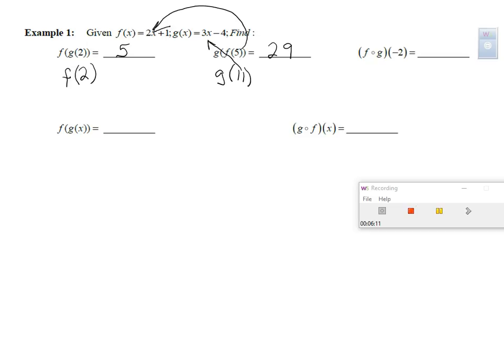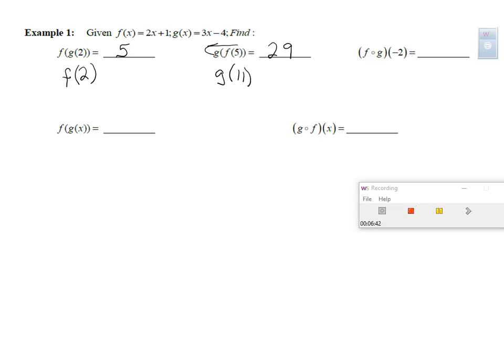Plug in a number, get a number. Let me erase those arrows again. Okay, so I plugged 5 into the function of f, got 11, then I plugged 11 into the function of g. Notice one last thing, guys. Notice that I'm working from right to left. I'm working that direction.